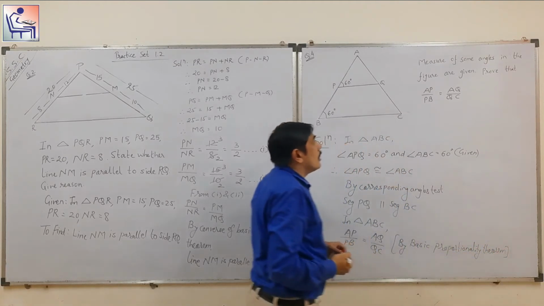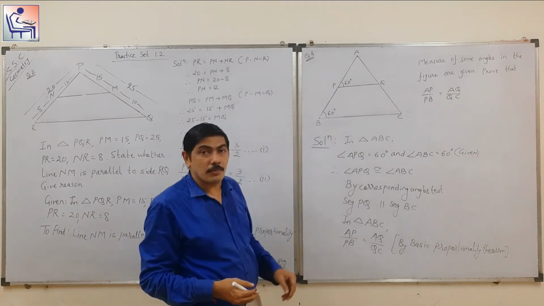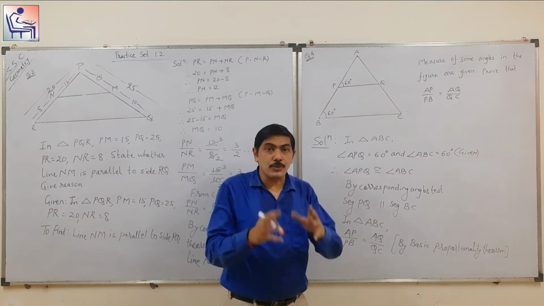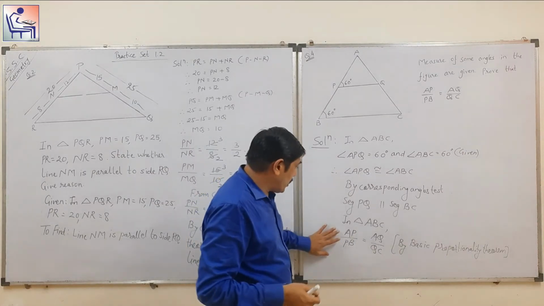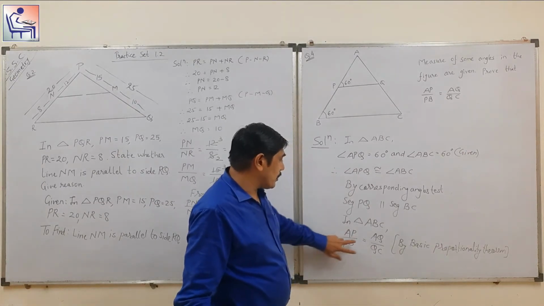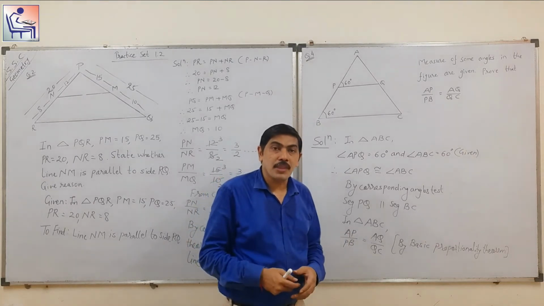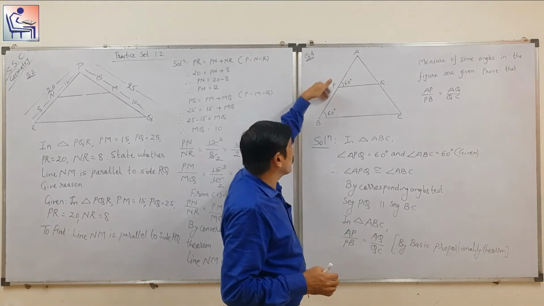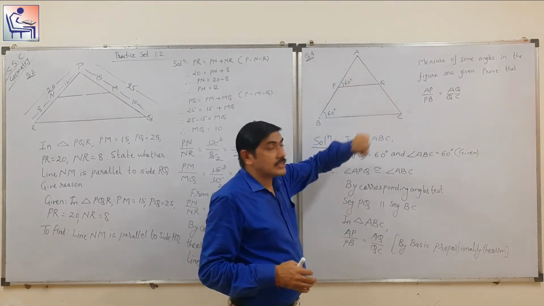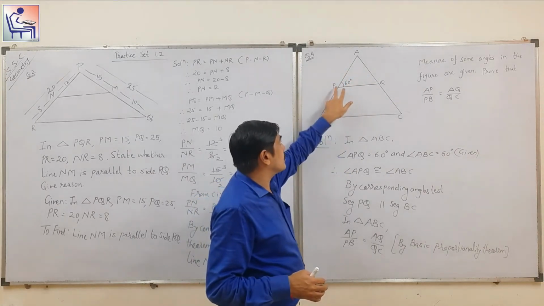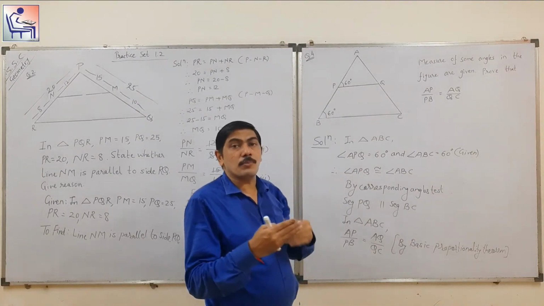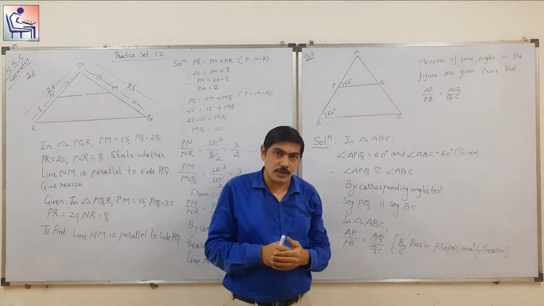So here we have proved what we had to prove: AP upon PB is equal to AQ upon QC. Now you understand what we had to prove? AP upon PB is equal to AQ upon QC. These ratios are of the intersecting sides. That means we can prove this by the basic proportionality theorem.